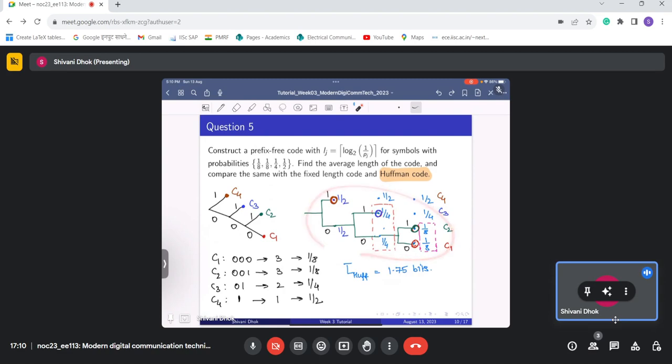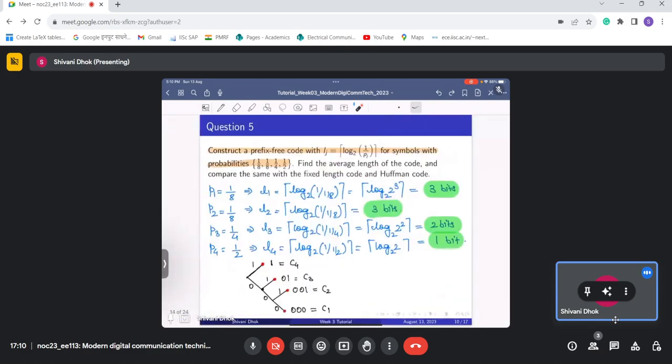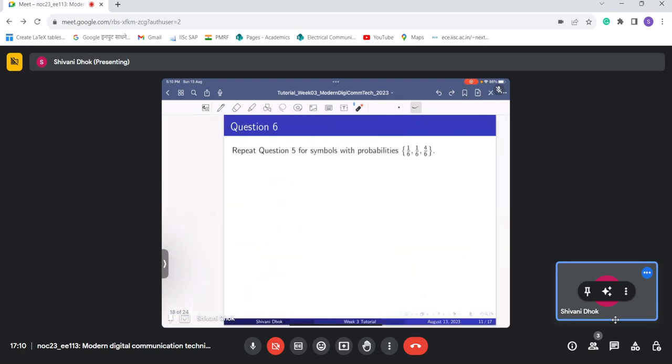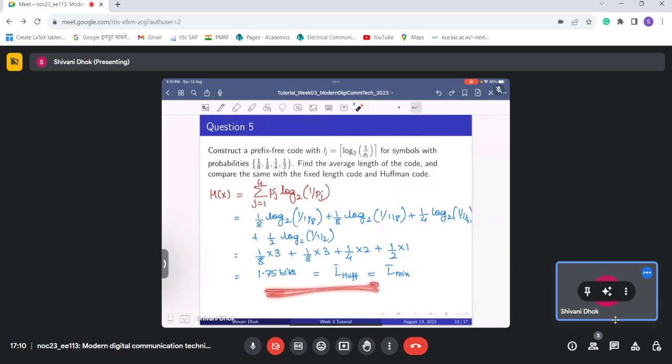So the code given by this Huffman and that we had obtained from this construction of tree is exactly the same. Rather, this tree and this tree is same thing. So when I'm having the probabilities in this form, I'm going to get the best possible code with the minimum possible length which is given by this entropy value. Any questions?